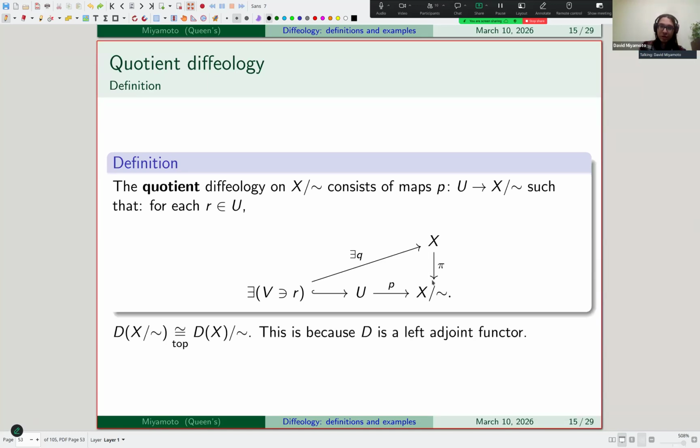Here's what I was about to say earlier. The functor D is a left adjoint functor, so it's compatible with co-limits. Quotients are co-limits. So what happens is that the D topology of the quotient space is the quotient topology.